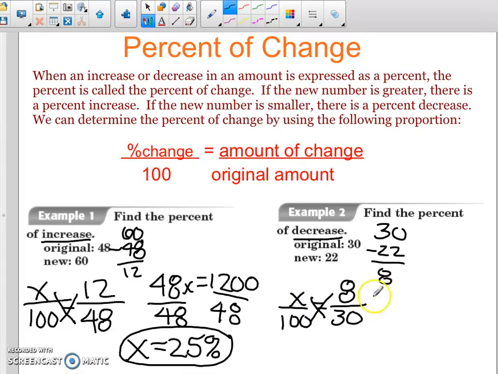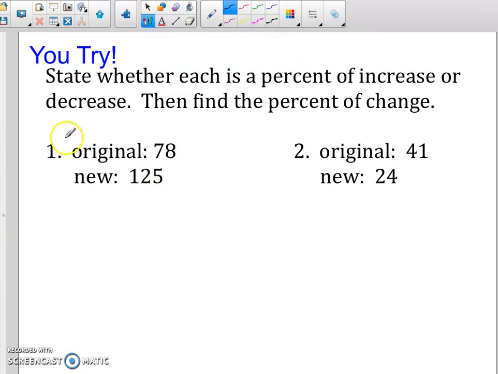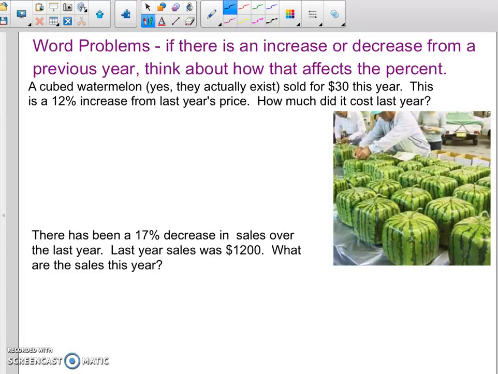We cross multiply and we get 30x equals 800. Divide by 30 on both sides and we get x equals 26.7%. So it went down by 26.7%. So now I want you to do these U-tries and come back to this spot when you are done.